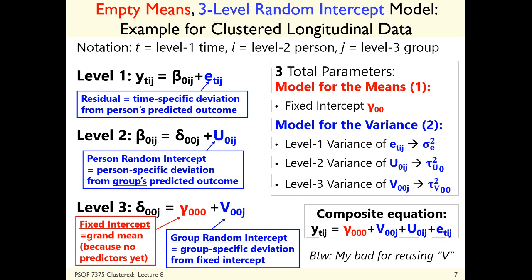And I'm going back to convention because in acknowledging that the levels could be any combination, I'm going Tij for my subscripts. So this is what it would look like if I had time is level 1, which is T, individual is level 2, which is person here, and J is group for level 3, which is spelled wrong. Because group starts with a G. See, J is spelled wrong.